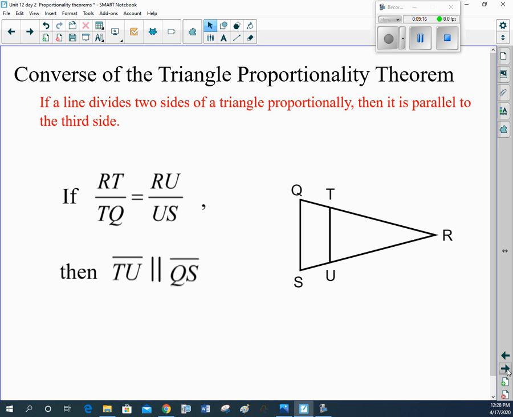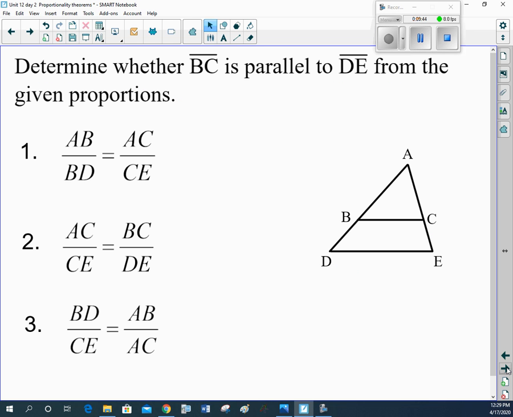Okay, now the converse says this. If you know that these two are proportional, so if I know that RT is proportional to QT, and then on the other side, UR is proportional to SU, then I can say that these two lines are parallel. Okay? So just because they look parallel doesn't mean they are. You have to show that those two pieces are in proportion, those 4 pieces, I guess, 2 sets.